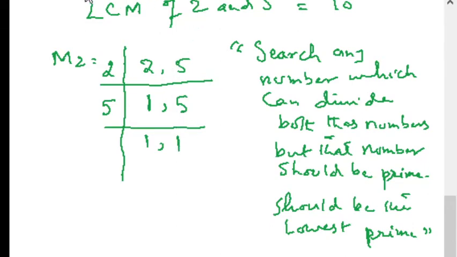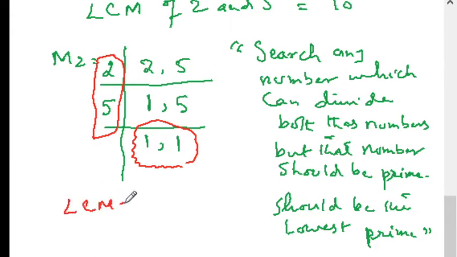Now what is our target? In this method, our target will be to bring 1 and 1 here at the end. When we get 1 and 1 here, we will multiply the numbers on the side. So LCM will become 2 into 5, which is 10. That is method 2.